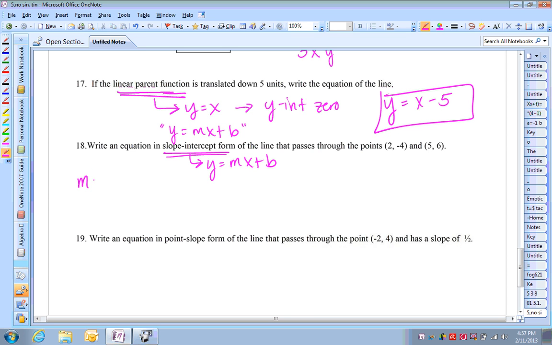We have to find the slope first, and we know to use the slope formula, y2 minus y1 over x2 minus x1. Let's label our points as x1, y1, x2, y2, and plug in. So it's 6 minus -4, which is really plus 4, over 5 minus 2. Remember, when you're subtracting a negative number, it becomes positive. So we end up with 10 over 3. So my slope is 10 over 3.